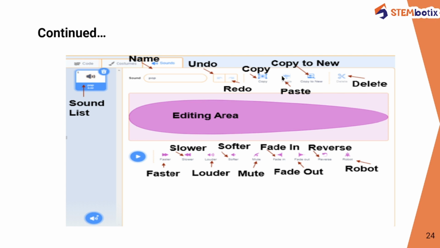This is how your sound editor window looks, and using this window you can add, remix and edit the sound which you are going to use in your project. The first tab, second tab, these are the different icons using which you can edit the sound of a project.